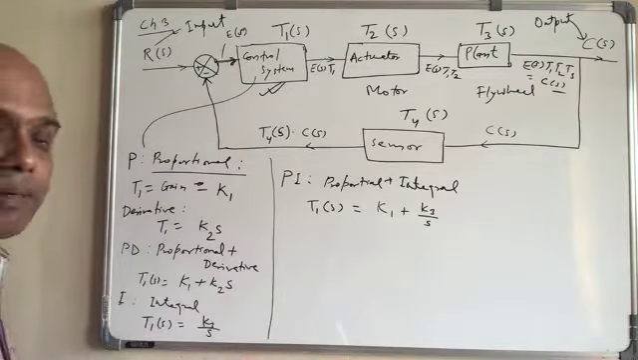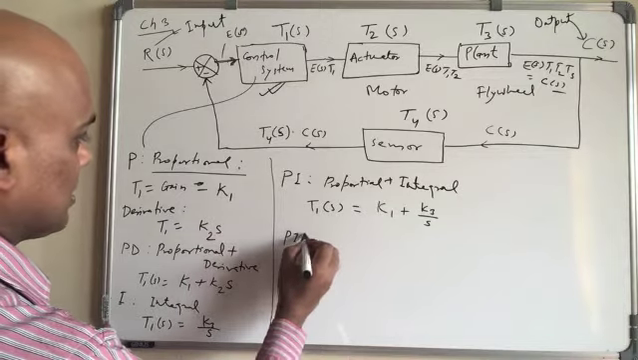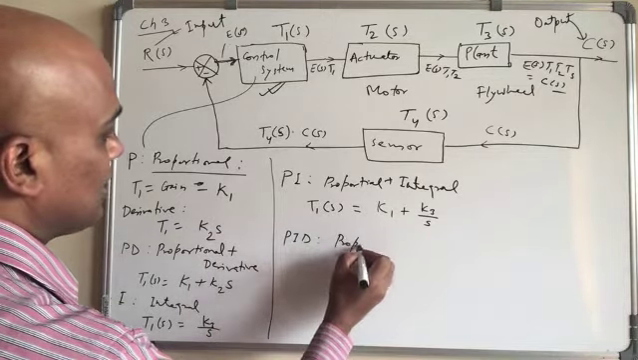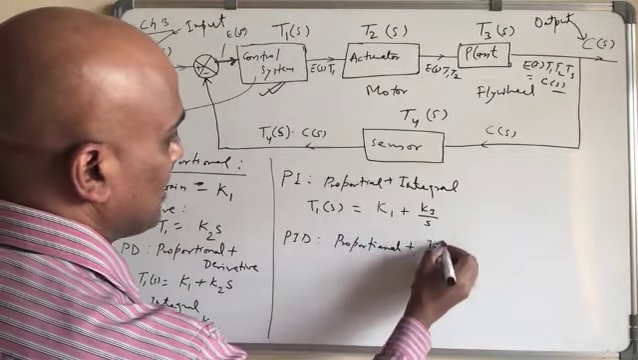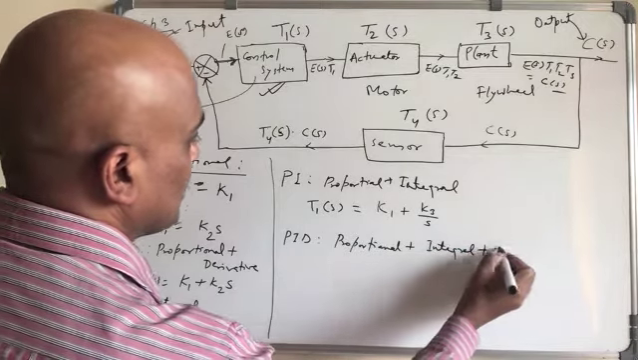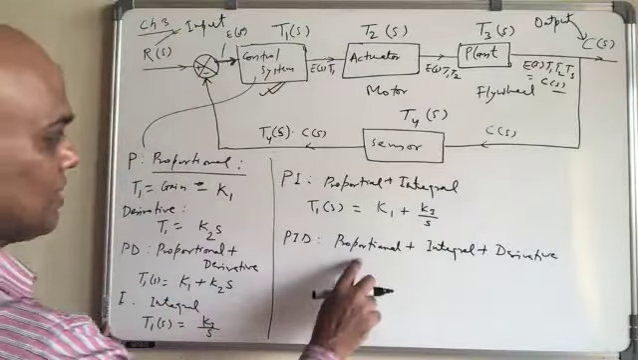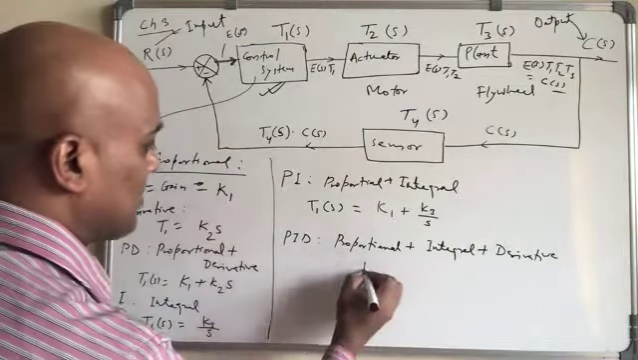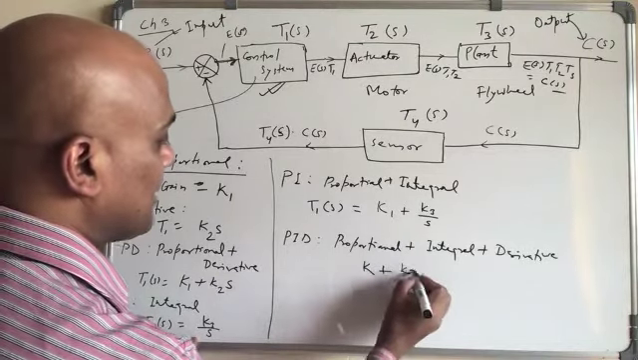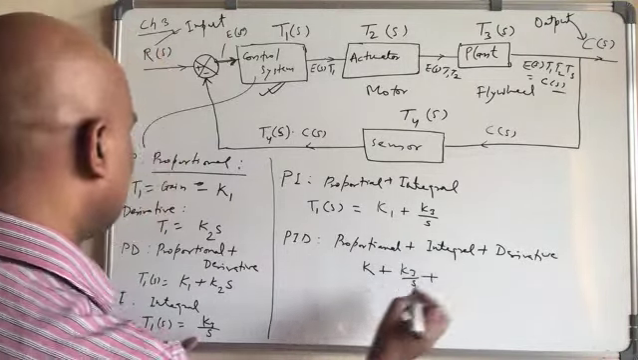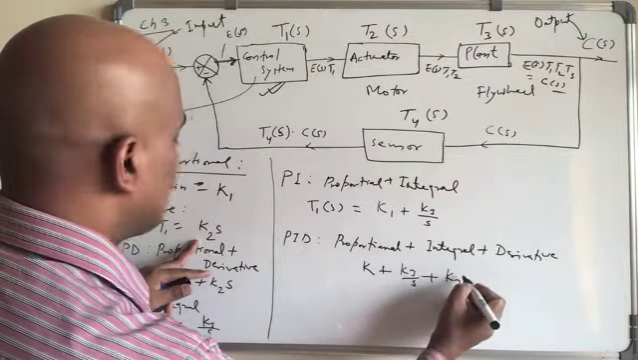Then it could be PID, so that means proportional plus integral plus derivative. In this case you have the proportional term K, plus the integral term K3 over S, and then the derivative term as well. For the derivative term you have K2, so K2 times S.